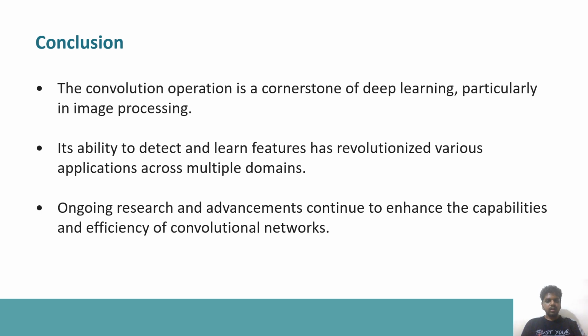Conclusion. The convolution operation is a cornerstone of deep learning, particularly in image processing. Its ability to detect and learn features has revolutionized various applications across multiple domains. Ongoing research and advancements continue to enhance the capabilities and efficiency of convolutional neural networks.